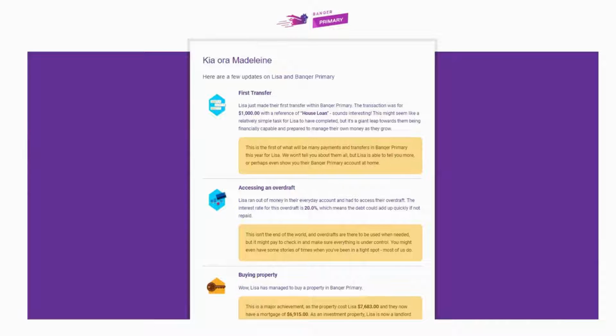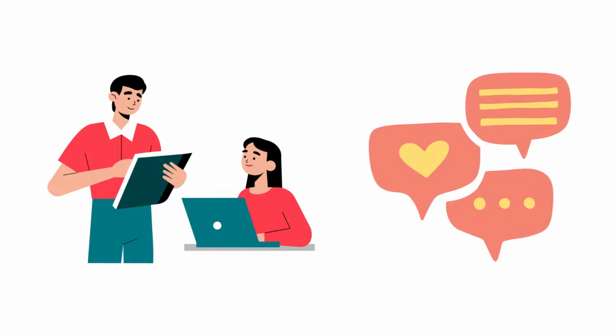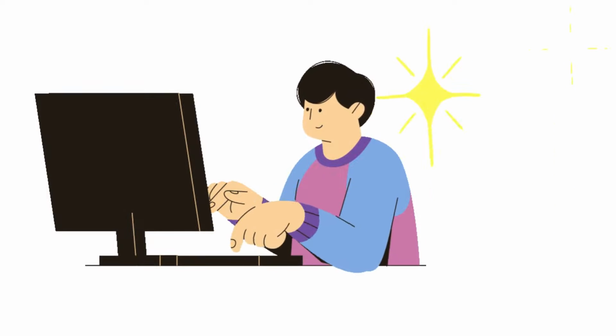Here's an example of a parent and caregiver update, which shows the child's recent achievements, like making their first transfer and buying a property. We've heard from Banqer teachers that enabling parent and caregiver updates really helps engage parents. And as you know, engaged parents make a big difference to a child's learning journey.